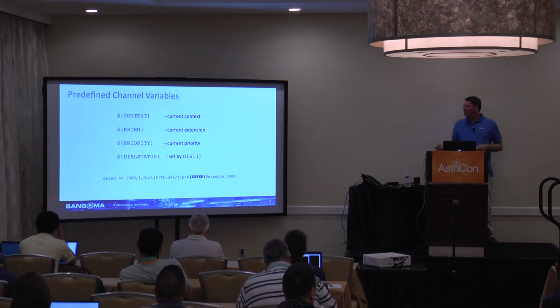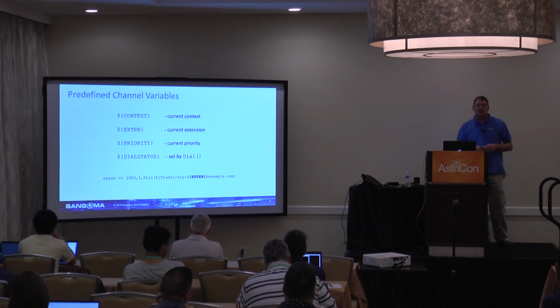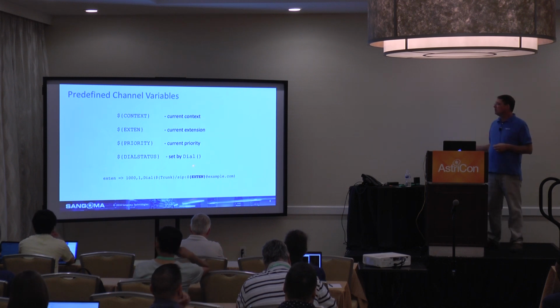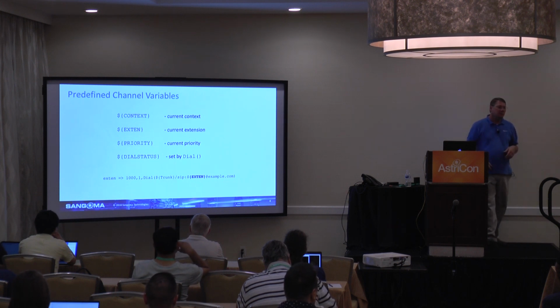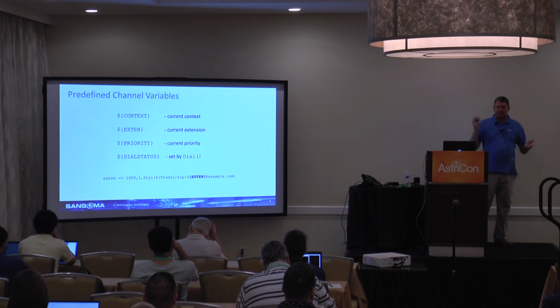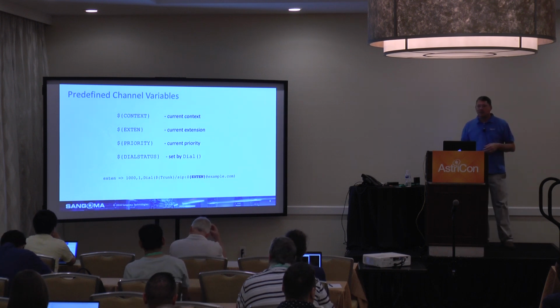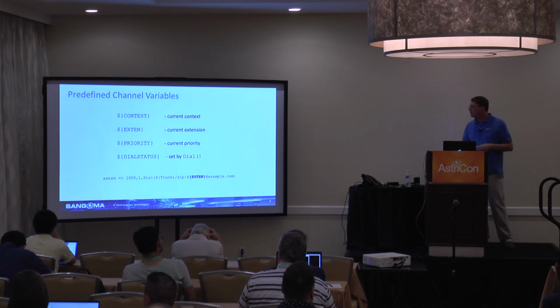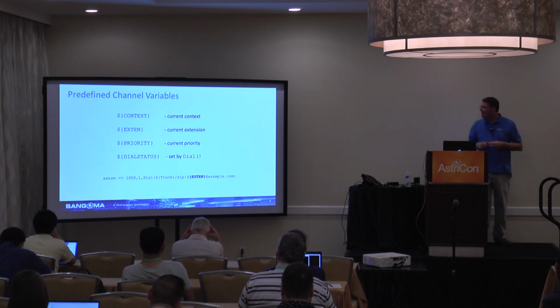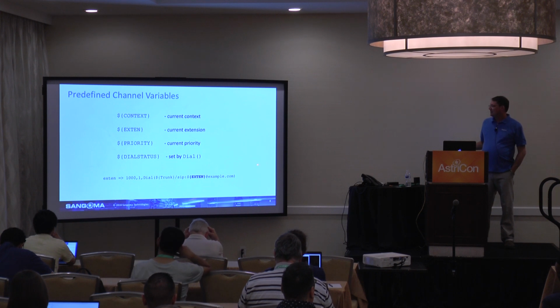Then the next one really isn't a predefined channel variable. It's more of an application set variable. So the dial application will set a variable named dial status. And that might be answered, it might be busy, it might be congestion, it might be a few other things. I think one of them is torture. I'm not sure what that means, but there's an example of using extend.